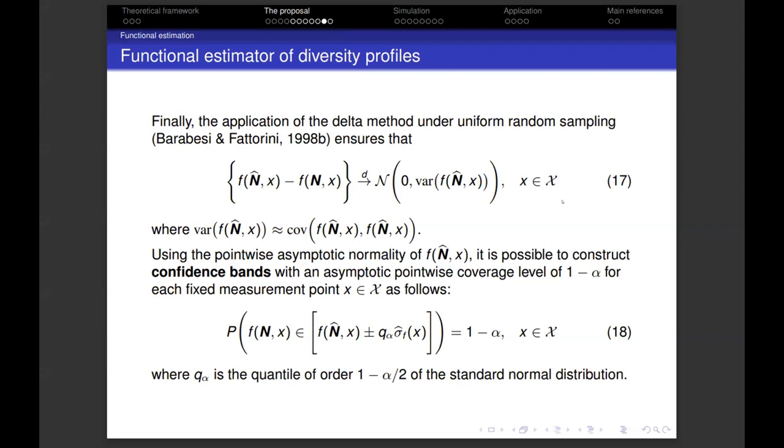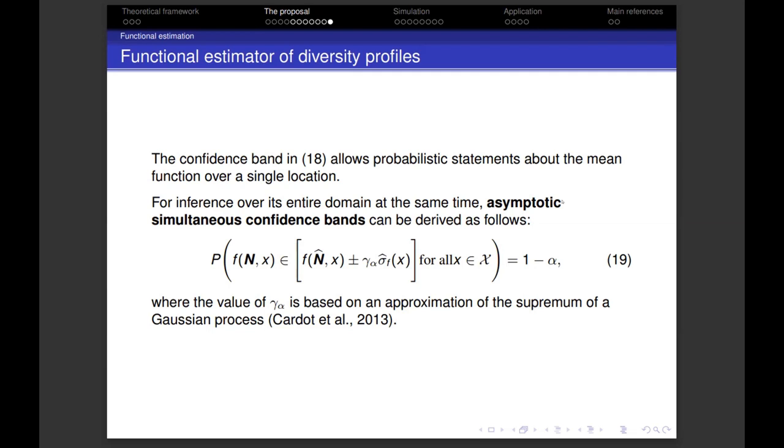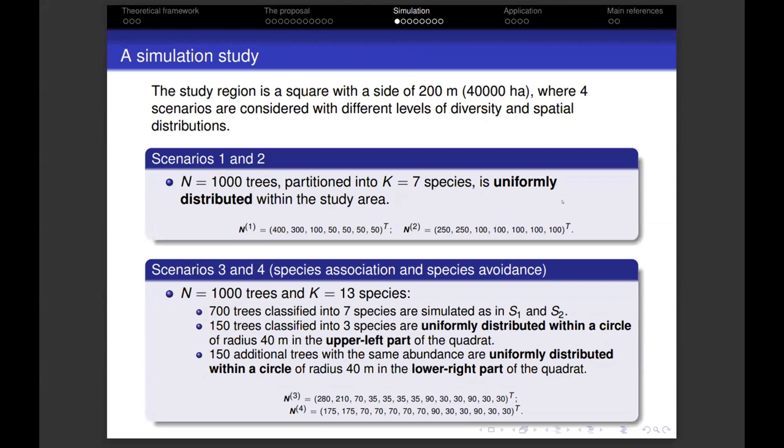Equation 18 shows the point-wise band, where Q alpha is the quantile for each point of the curve, while in equation 19 we have the confidence band, where gamma alpha represents the supremum, the upper level of the points, and with these results we obtain the final confidence band. Now, as said in the introduction, I wanted to evaluate the performance of our proposal.